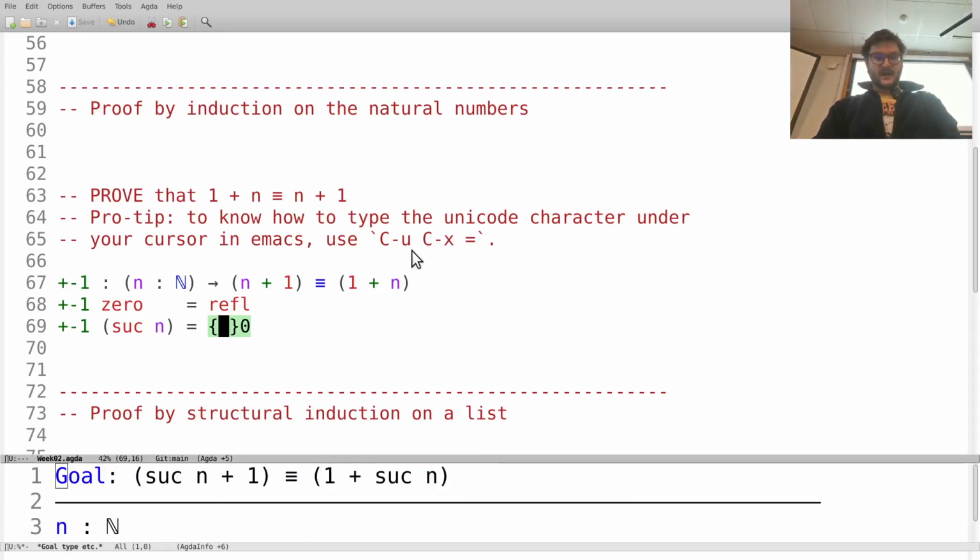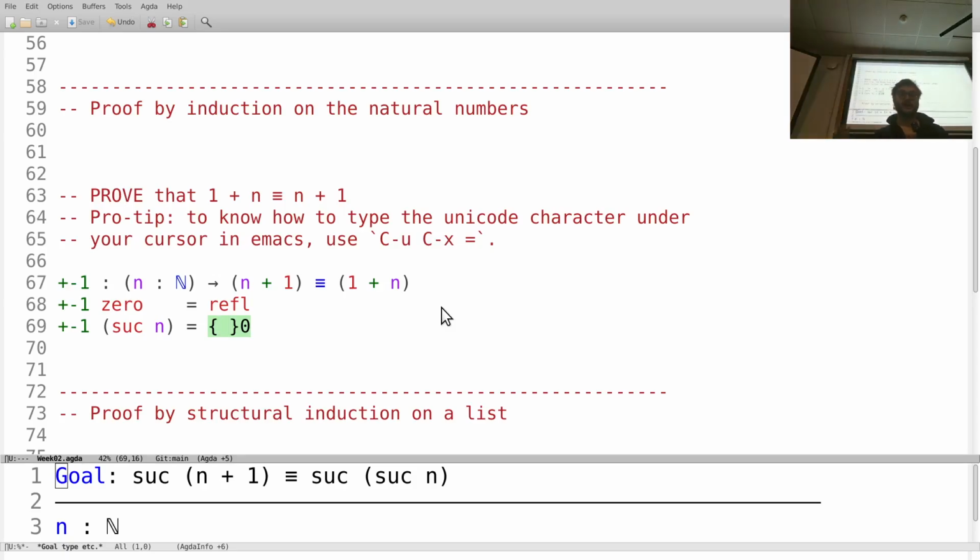And then in the second case, we've exposed the fact that the first argument is shaped successor of something. And okay, so now we are trying to prove this. And if you look at the reduced goal, so just looking at the goal, which by default will try to reduce a little bit, we can see that we were able to emit a successor here on the left and reduce the problem of adding successor of n plus 1 to adding n plus 1.